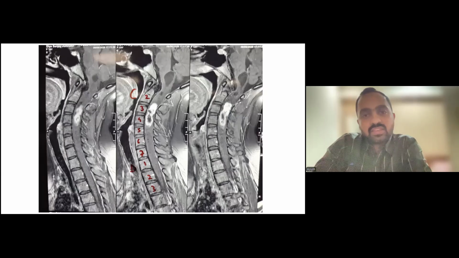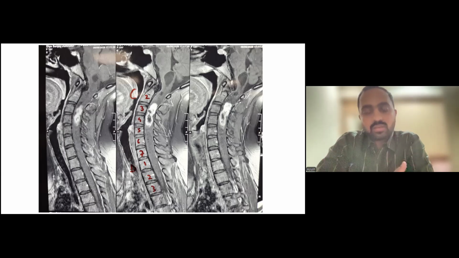Ayush, what is your differential at the end of this, now that the radiology is also in front of you? What is the differential diagnosis now? So my differential diagnosis right now would be an intramedullary lesion as well, or it could be a syrinx along with it.